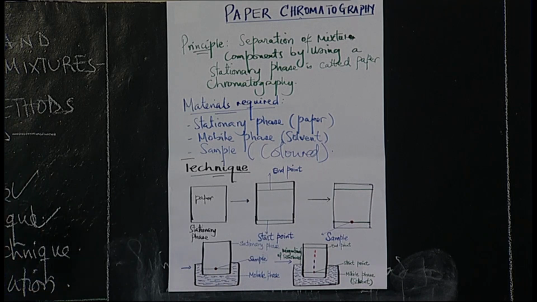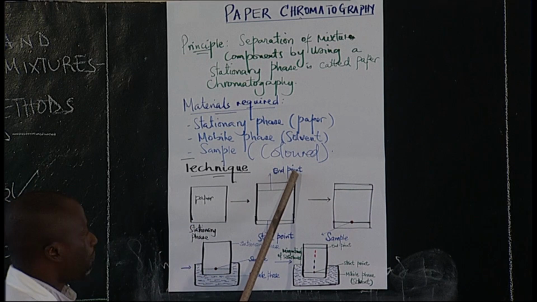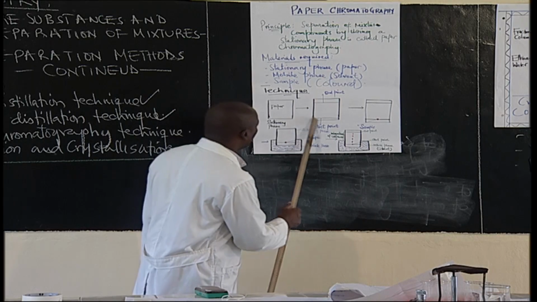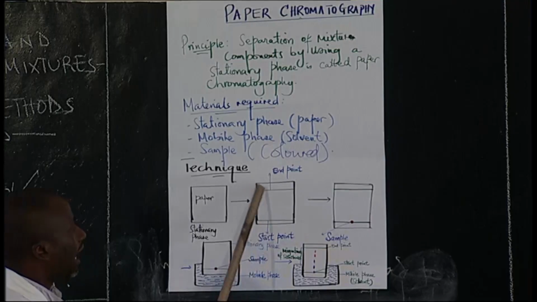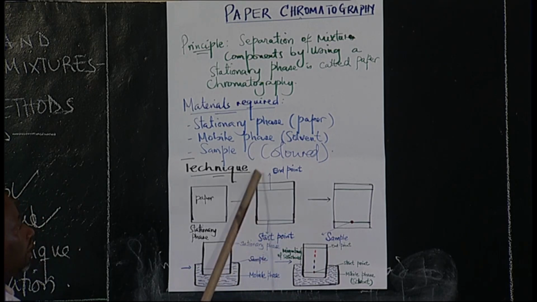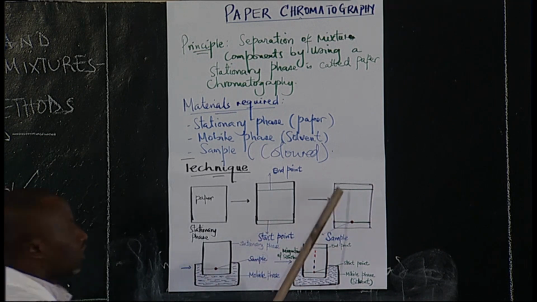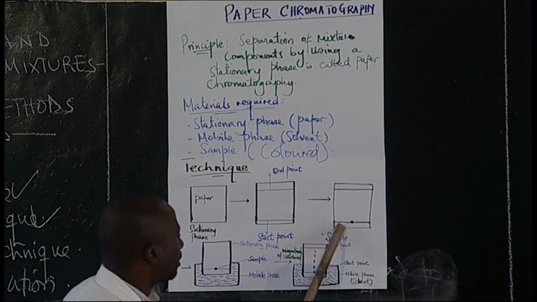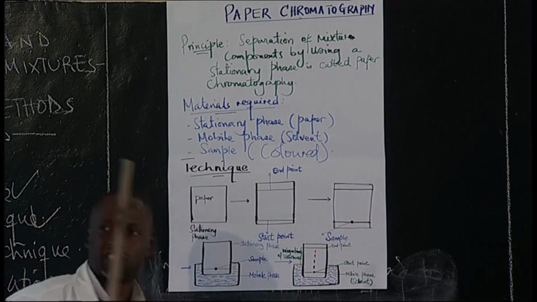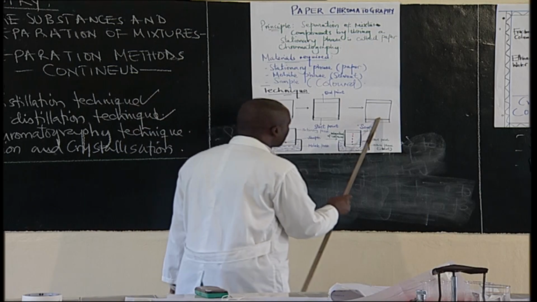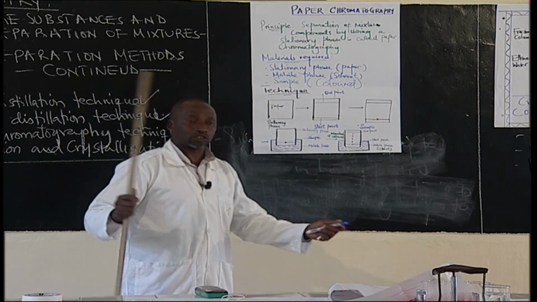What is the technique that you have to employ? You have the paper, which is the stationary phase, you cut the paper, and then on the paper, put a line with a pencil. That line is called the start point. It can be in rectangular form or in square form. And then on the start point, you put a drop of the sample that you are going to separate. This sample, in most cases, I said it has to be colored.